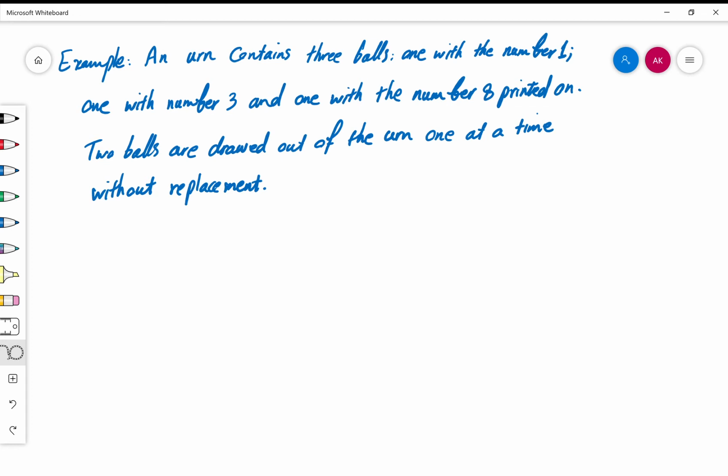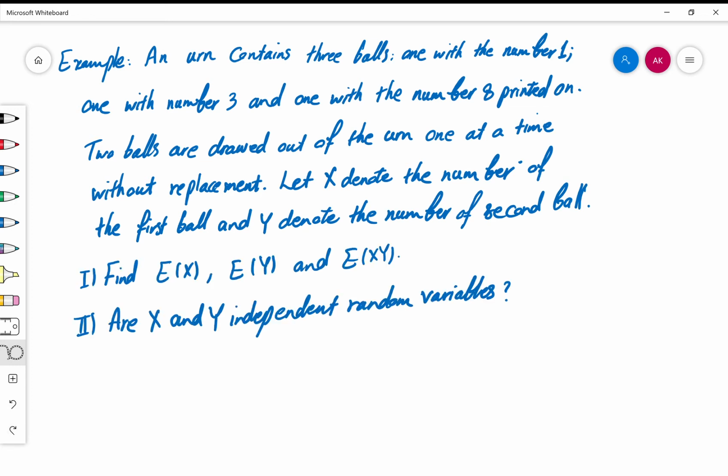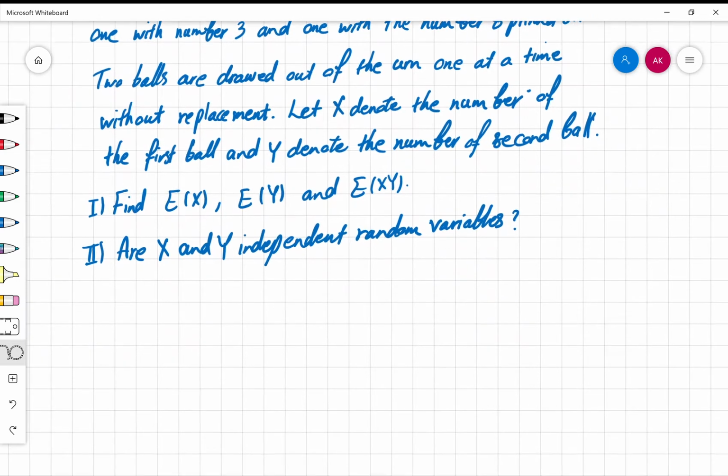Two balls are drawn one by one without replacement, and then we define two random variables. X is the number on the first ball, and Y is the number on the second ball. Basically, what we do is draw one ball, read the number, that's the value for X, put the ball aside, take another ball from the urn, and read the number. The second number you read is the value for Y. Then the question says find E[X], E[Y], and E[XY], and then check whether X and Y are independent or not.